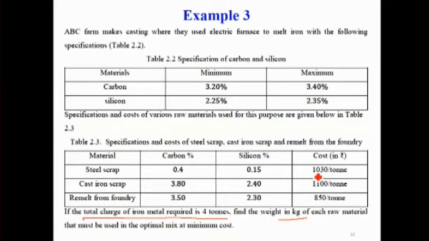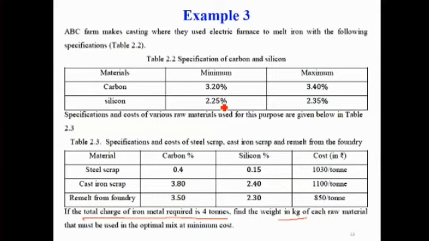First, it is asking in kg. So 1 ton means 1000 kg. First we have to convert that. Then we have to see how we will proceed. Somewhere it is given, in the first table you can see minimum and maximum. So this minimum and maximum will be helpful to construct the constraints.